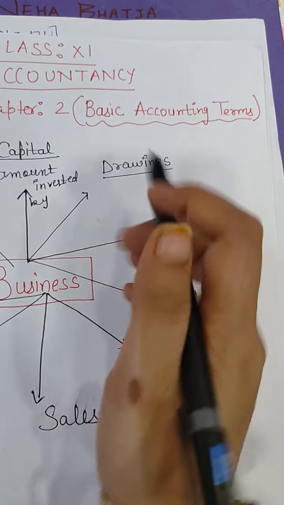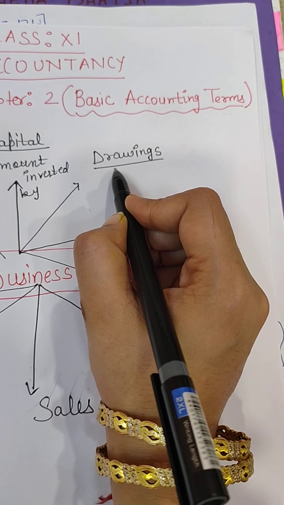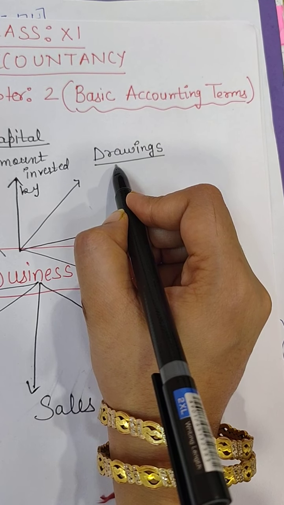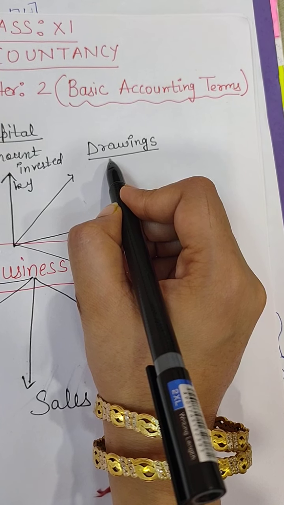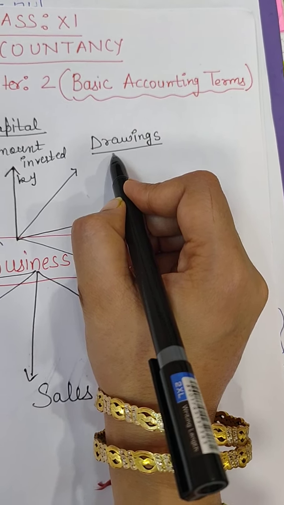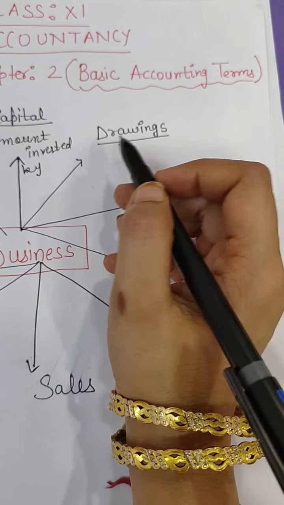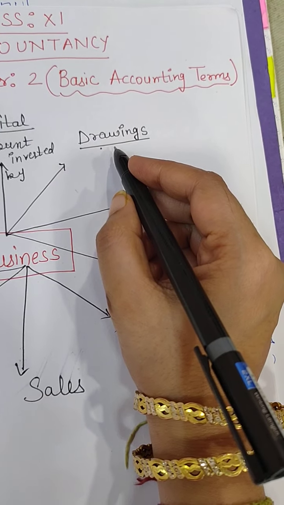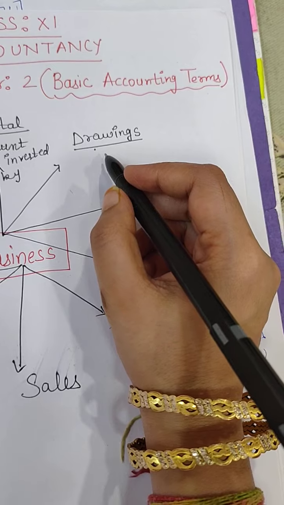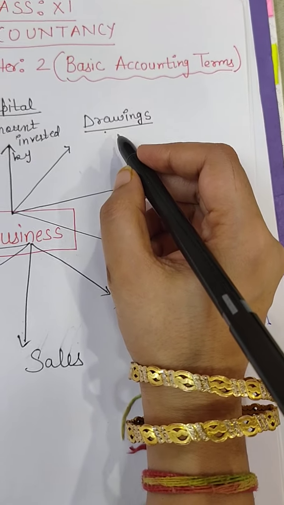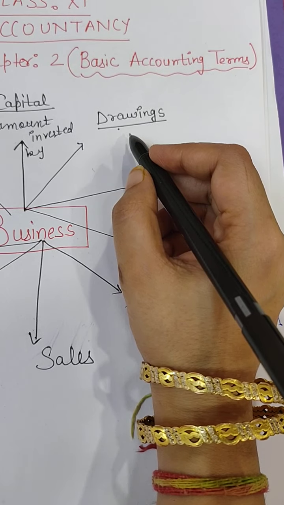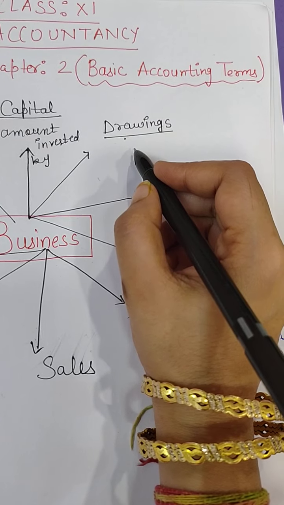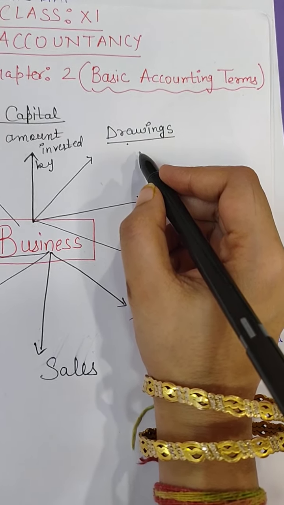Clear? Now come to the next point, drawings. Next term, drawings. It's also very important. It is the amount withdrawn or goods taken by the proprietor or partners for personal use. In the beginning I told you that my friend and I have started a business. Suppose in between I need some money, so I have taken some money from the business. And in my first video I told you that the business is a separate entity from the owner. Even the owner cannot take out any money from the business.